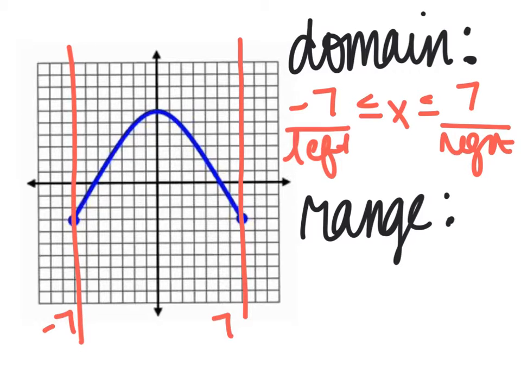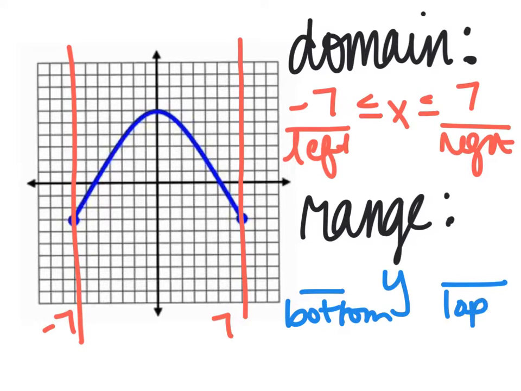Now I've got to find my range, which is the same process, but remember our range is our y's, and it goes from bottom to top. So I'm looking for the bottom of my graph, which is down here at negative 3, and the top of my graph, which is up here at 6. So my range is going to go from negative 3 to 6.